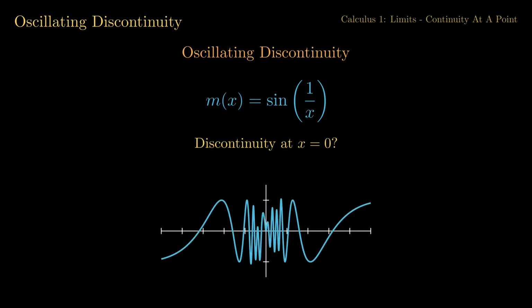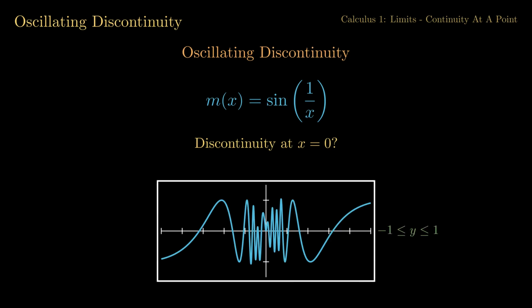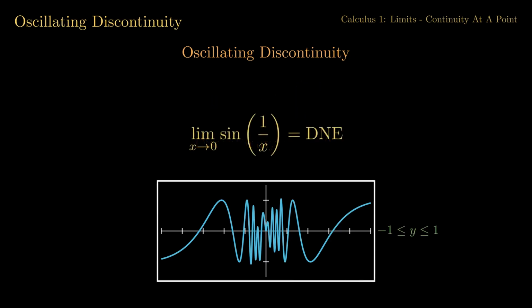As x approaches 0, sine of 1 over x oscillates. It oscillates between negative 1 and 1. The limit does not exist, confirming an oscillating discontinuity at x equals 0.